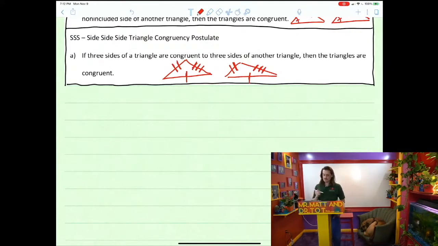But if you have three sides that correspond to each other and are congruent, then you know that the two triangles are congruent. If you have any questions, then please let me know.